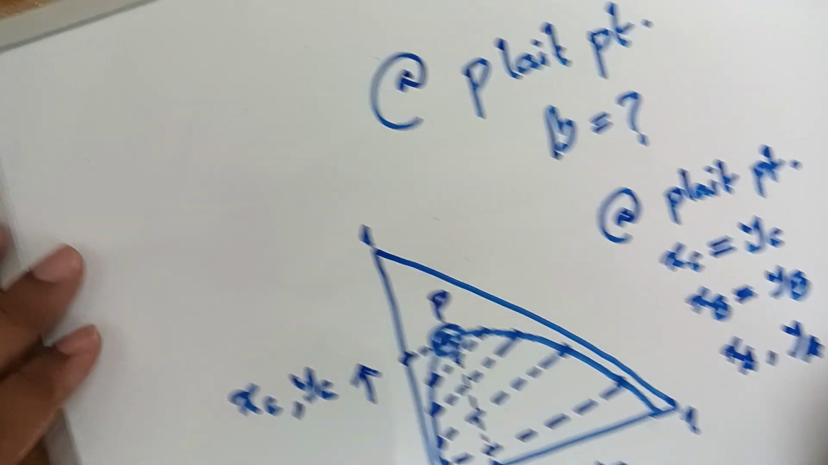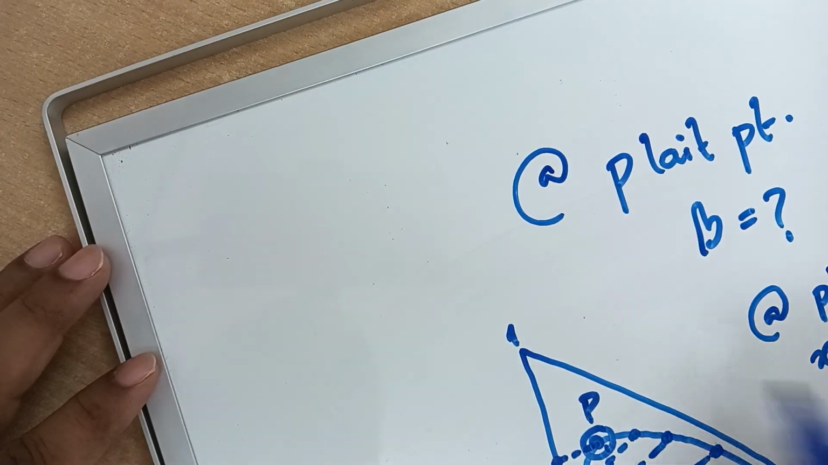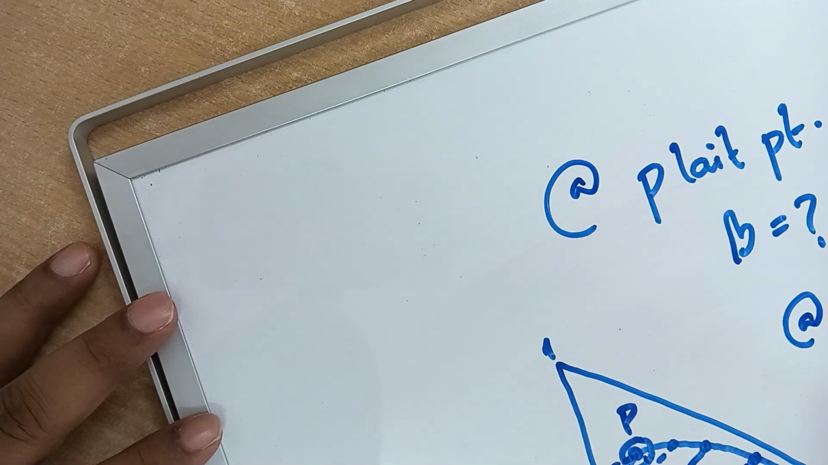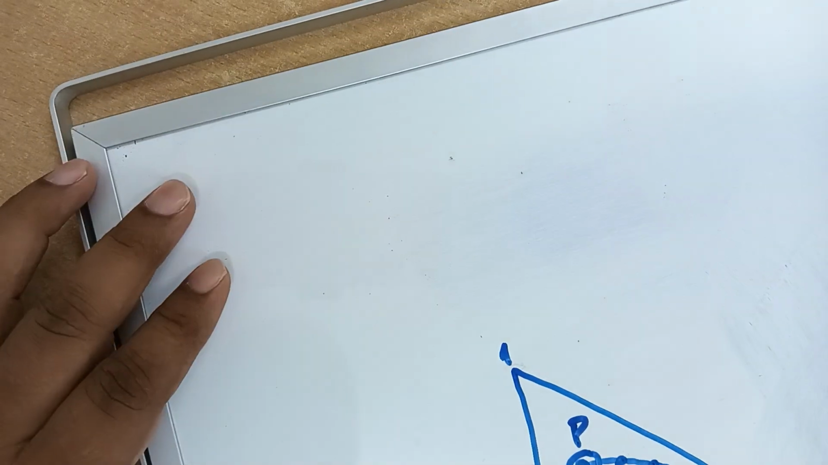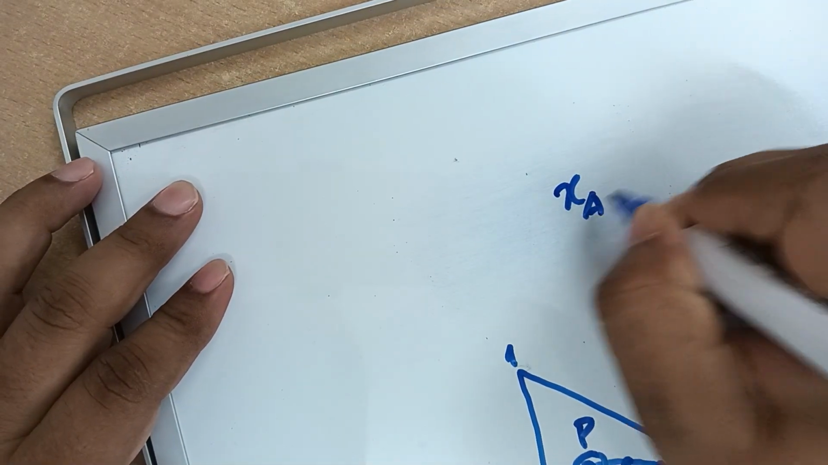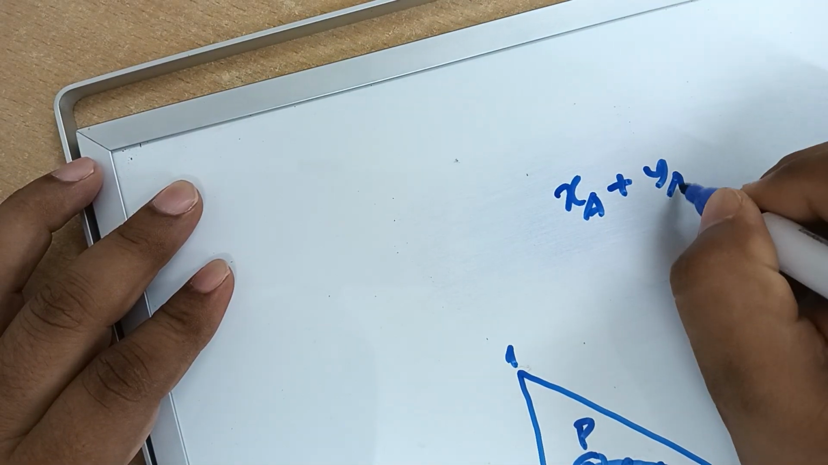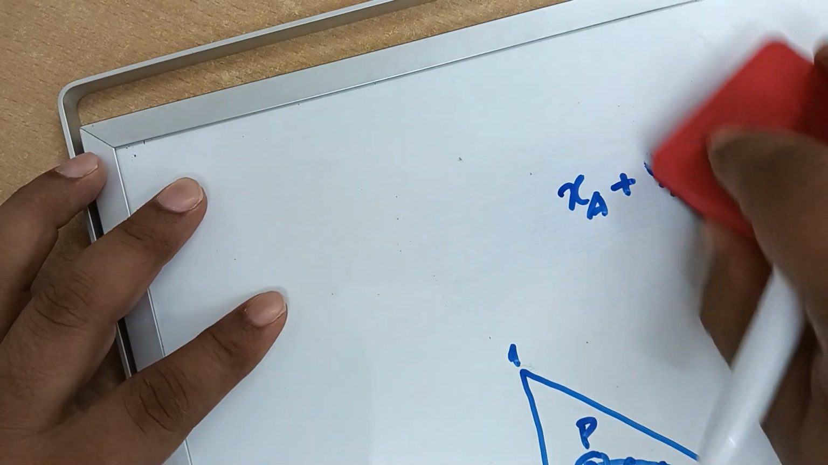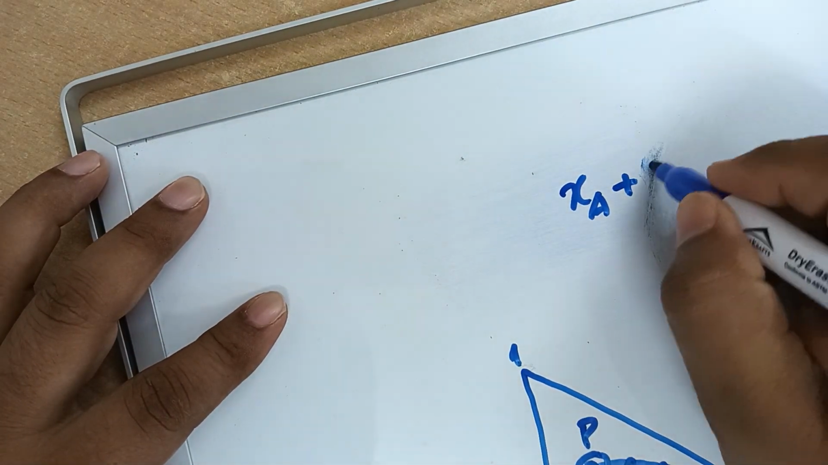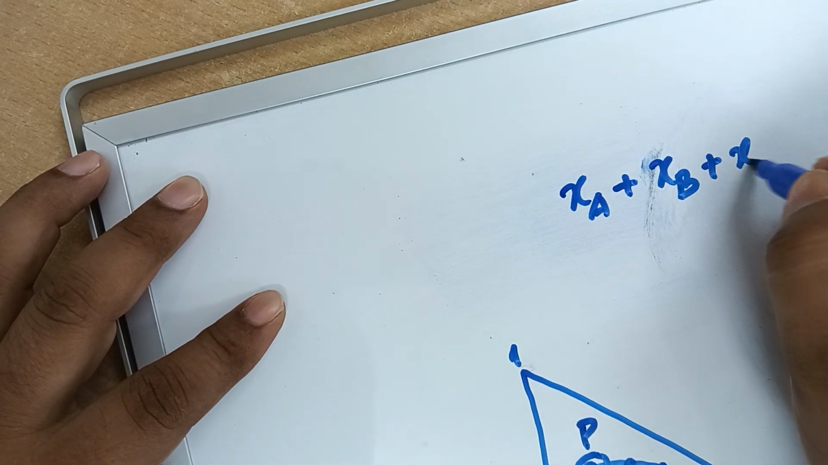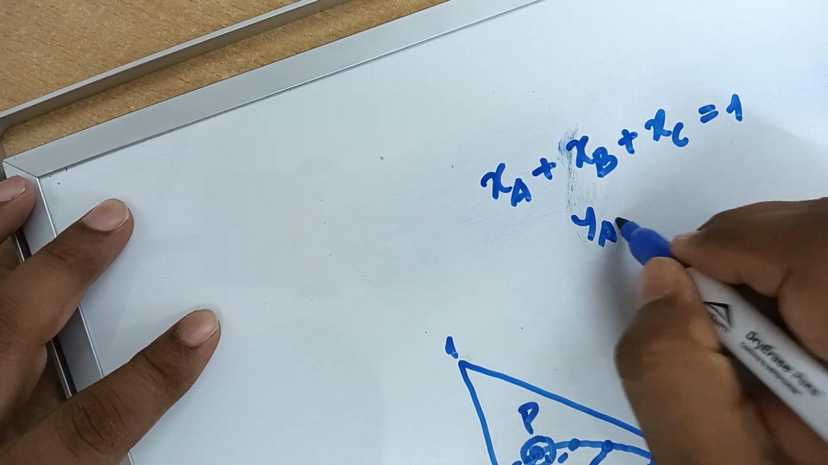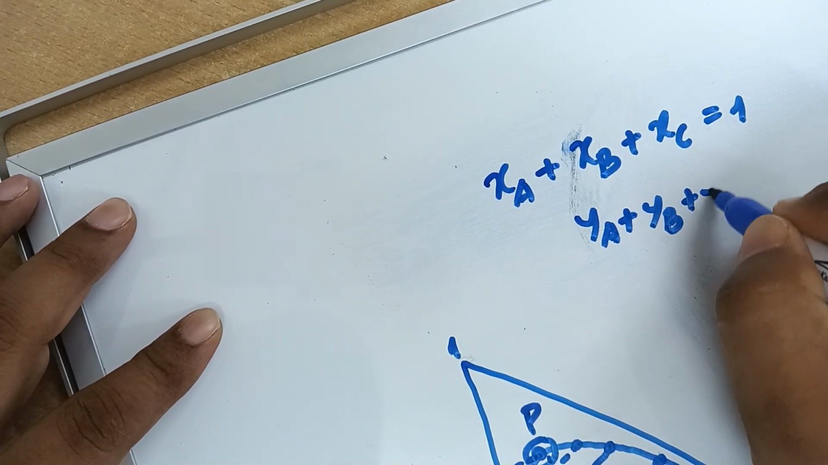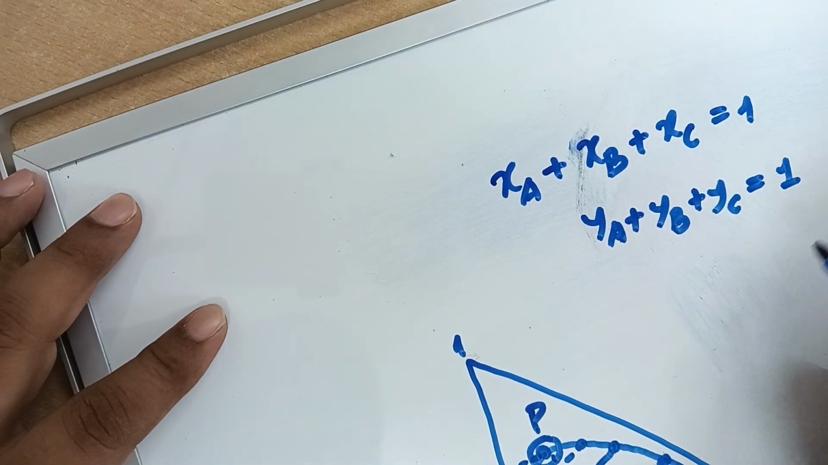It can be easily found out because we know that in any given phase, whether it is extract or raffinate, XA plus XB plus XC is going to be equal to 1. Similarly, YA plus YB plus YC is going to be equal to 1.